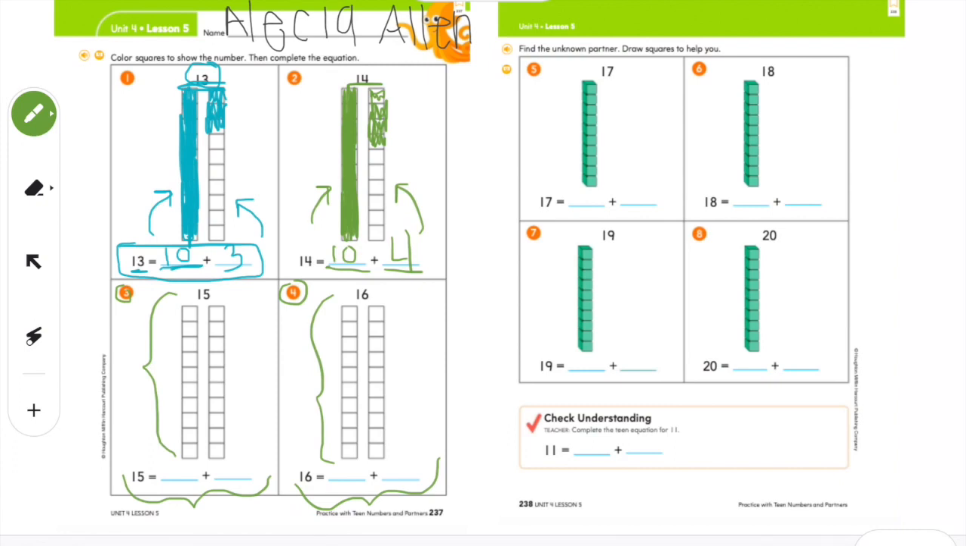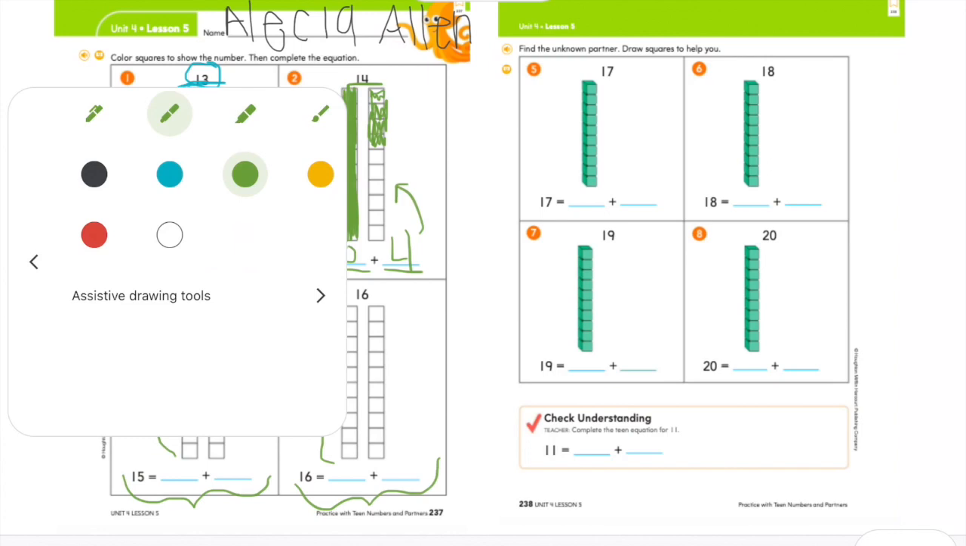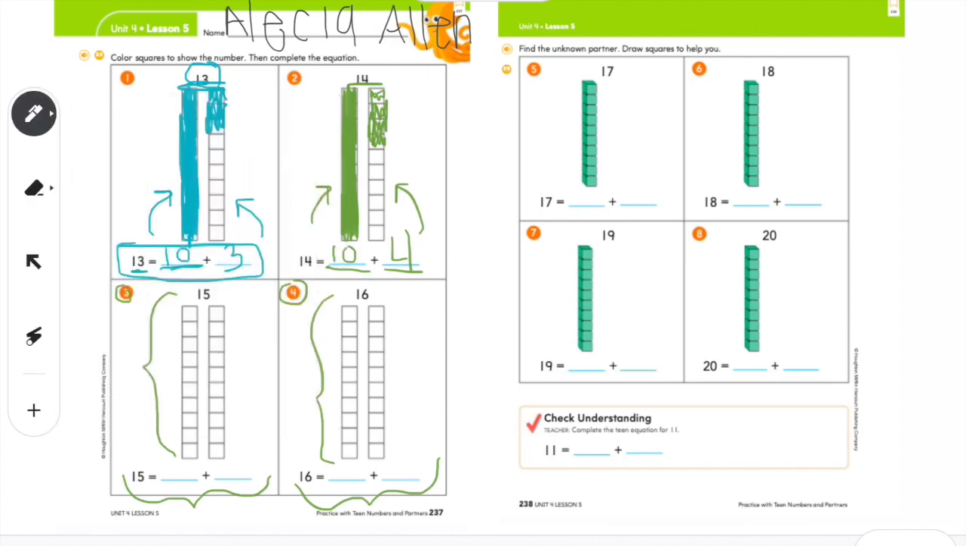When you're done with the front part of your page, you're going to flip it over to the back. And it tells you to find the unknown partner and draw squares to help you. So you're going to take a peek at this number up at the top. Oh, I should switch to my erasable pencil so that I don't have to be worried about making any mistakes. There we go. It says find the unknown partner, draw squares to help you. I'm going to be looking at this number right here and using that number to find the numbers that I need for my equation.